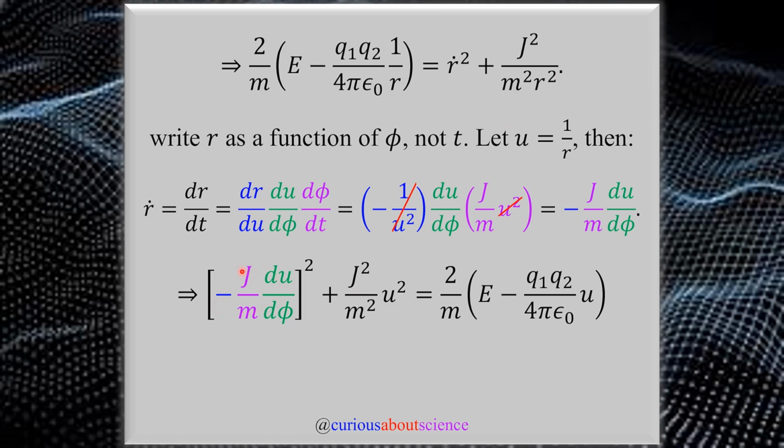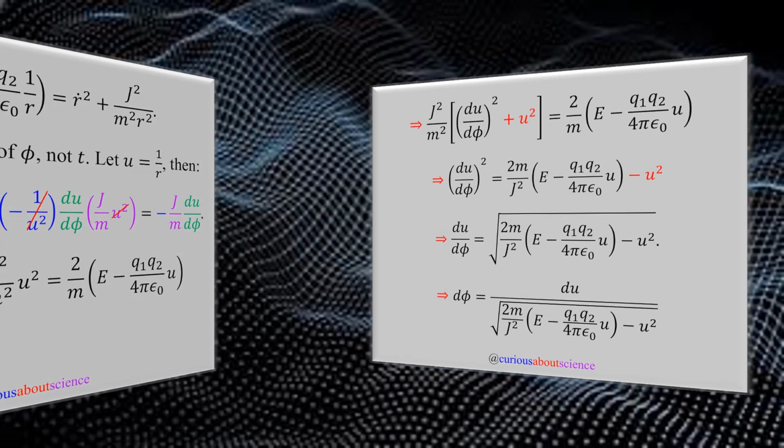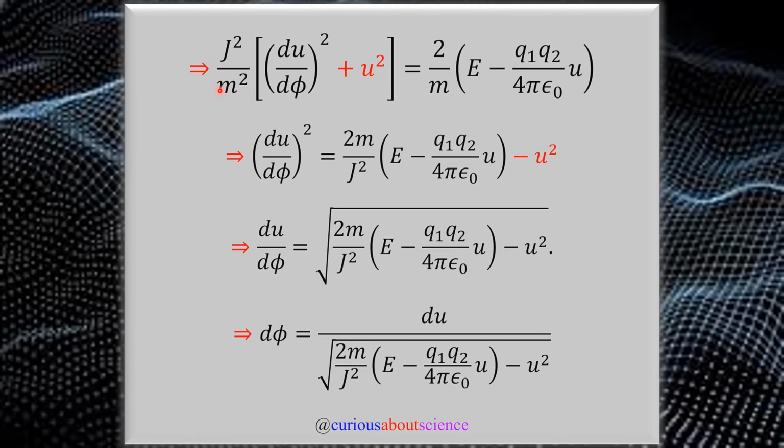Then we'll square this, which gets rid of the negative. And then both of these terms will have a j squared over m squared, so we'll go ahead and factor that out as well. So, as promised, we factored out the j squared over m squared, leaving us with the differential du dphi squared plus u squared. And of course, that's equal to all the other constants that we had. Again, we replace the 1 over r with the u, so that's where we get that from.